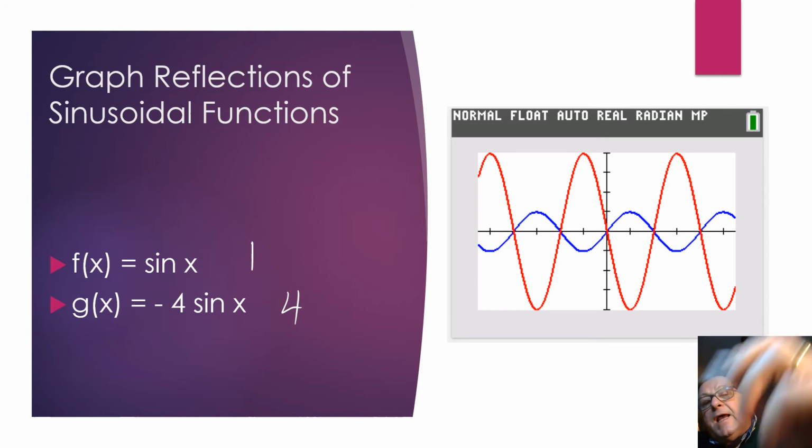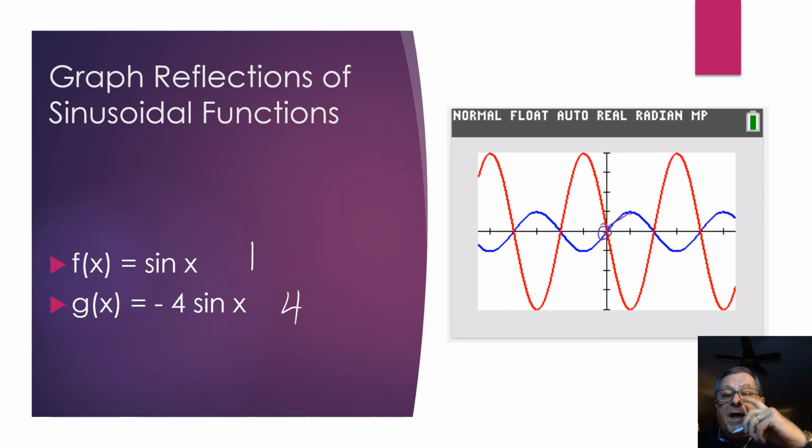Now, let's focus again here at the origin this time. In f of x, we see we're going up to 1. This is another evidence of the reflection. And in g of x, our move is we're going down by that factor of 4. So here we are stretched vertically, and we're also reflected.